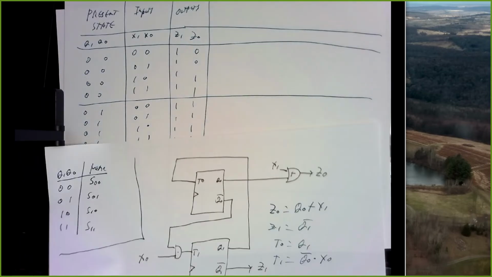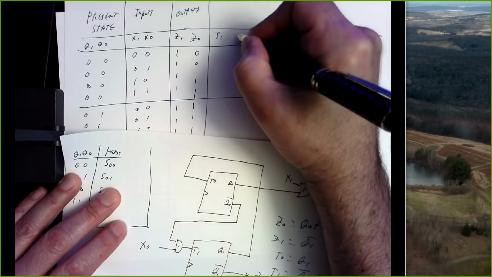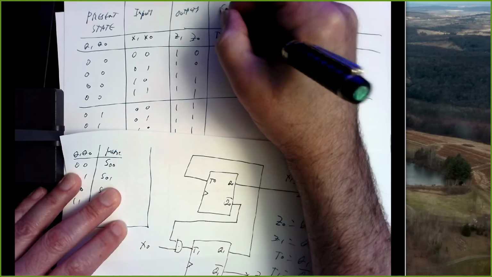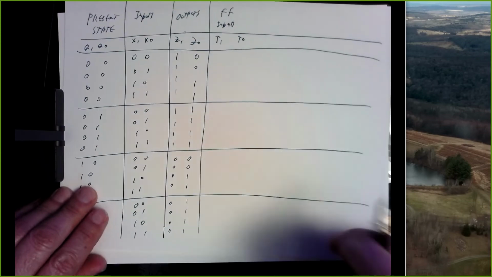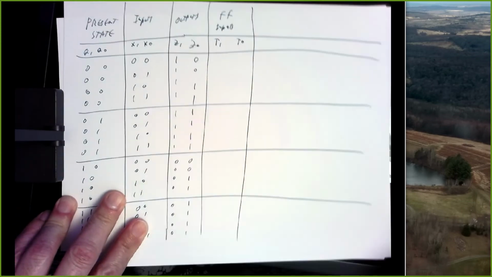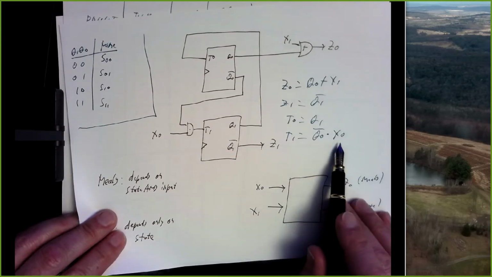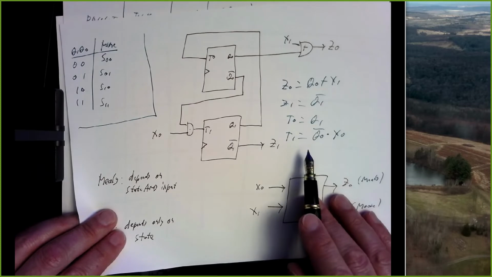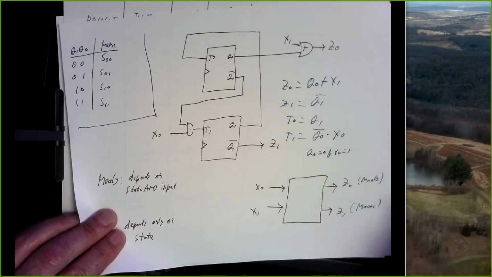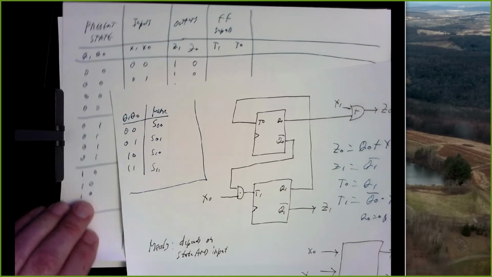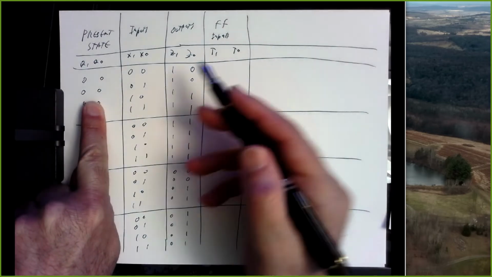So there's our outputs, and then let's write the inputs to the flip-flops. So here's T1 and T0, so here's flip-flop inputs. Alright, so what is T1? It's an AND gate. It's Q0 bar ANDed with X0. So T1 will be 1 when Q0 equals 0 and X0 equals 1. So Q0, X0 has to be 0, 1. So 0 and 1, that'll give me an output of 1.